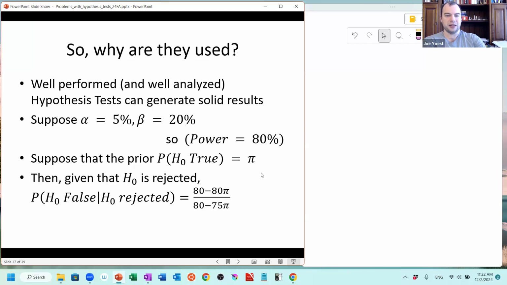So for a given prior probability that the null is true, if the frequentist rejects the null, what does the Bayesian say is the probability that the null is false? If the Bayesian would say the null is false when the frequentist rejects it, if that probability is high, then essentially the Bayesians and frequentists kind of agree, morally speaking. They might come up with different numbers, but morally speaking, they both agree the null should be overturned in favor of the alternative. And this is what that turns out to be: (80 minus 80 pi) over (80 minus 75 pi), under the assumptions of alpha 5% and beta of 20%.